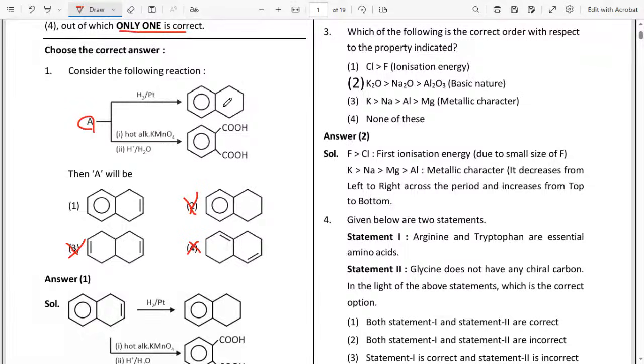And if the same compound A upon oxidation using hot alkaline KMnO4 solution followed by acid hydrolysis gives phthalic acid, where it is oxidized at this position, this benzylic carbon is going to form acid, this side also carboxylic acid. So option 1, A, is the correct option, students.